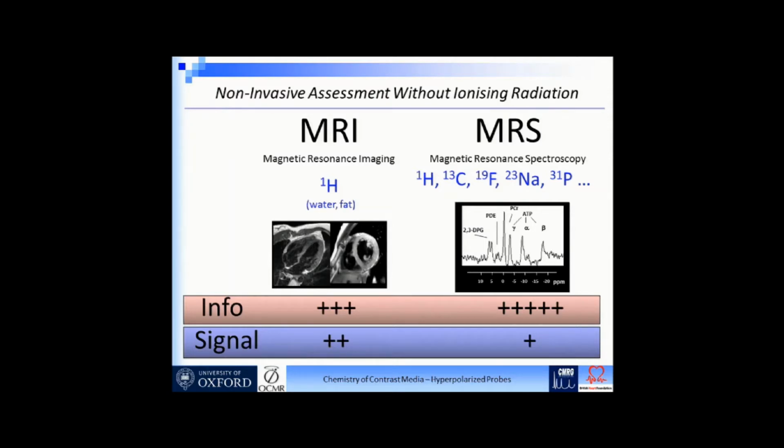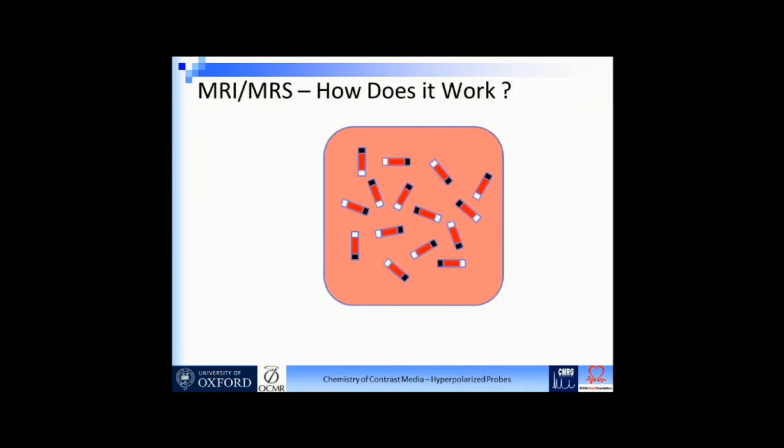But when you move over to the associated sister technique of magnetic resonance spectroscopy and you want to start looking at lower abundance nuclei and lower concentration molecules, things like proton spectroscopy, carbon-13 spectroscopy, the information available from these techniques is phenomenally high, but the amount of signal that we have there is very, very low.